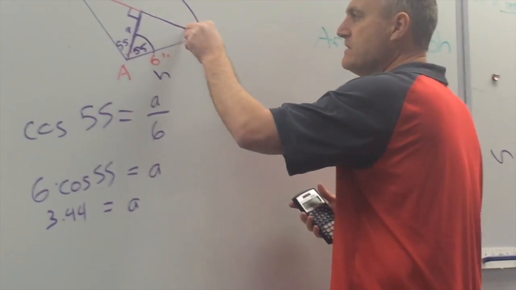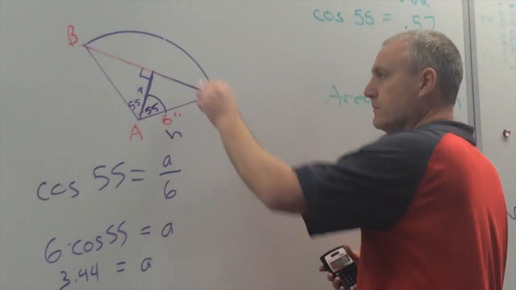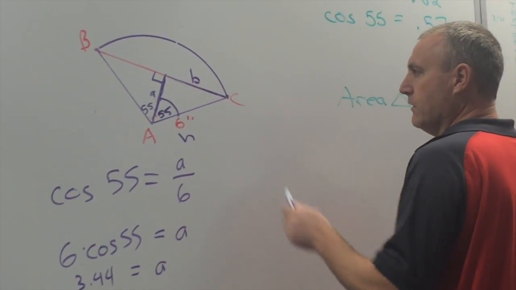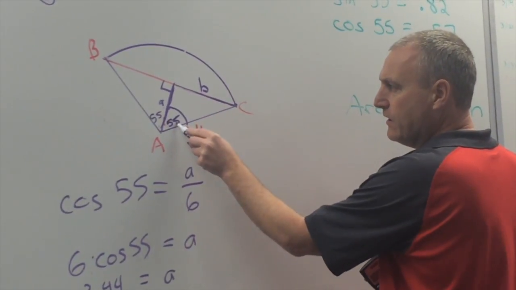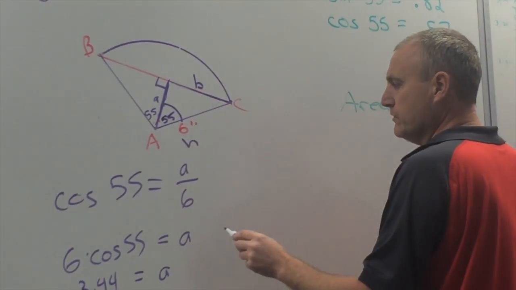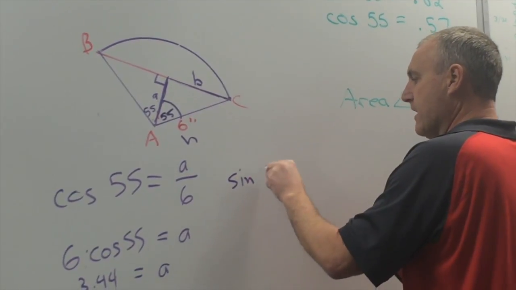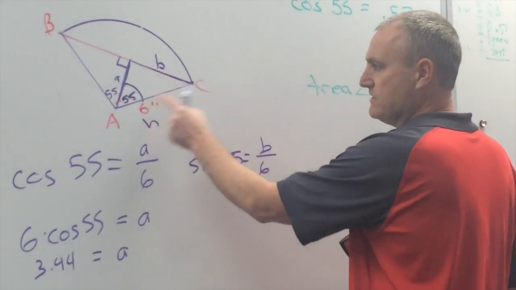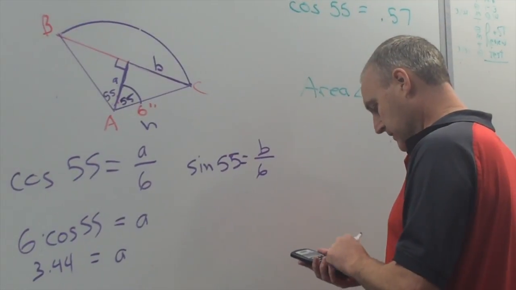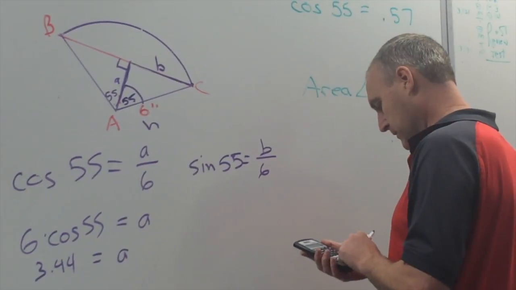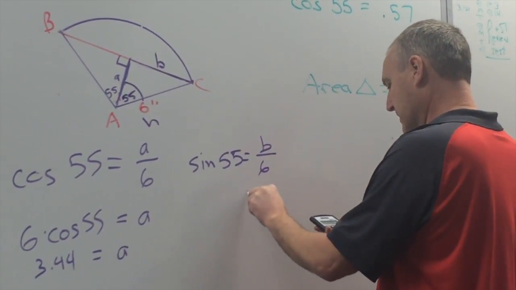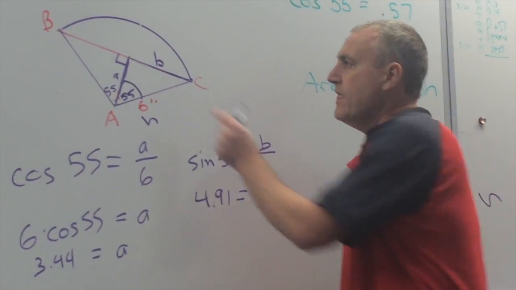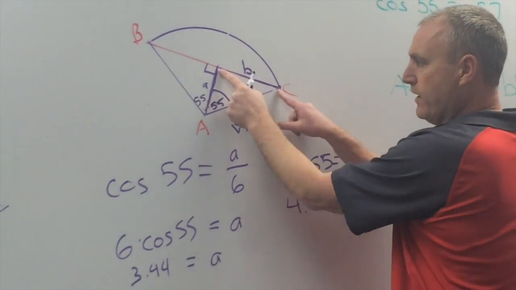I need the base of this triangle. I'm going to call that little b here. The base of that triangle, let's see, here's my angle, this is the opposite and the hypotenuse. It's a sine problem. The sine of 55 equals the base over 6. 6 is still the hypotenuse. So I take the sine of 55 times 6, and I get base is 4.91. That is this portion of the triangle.